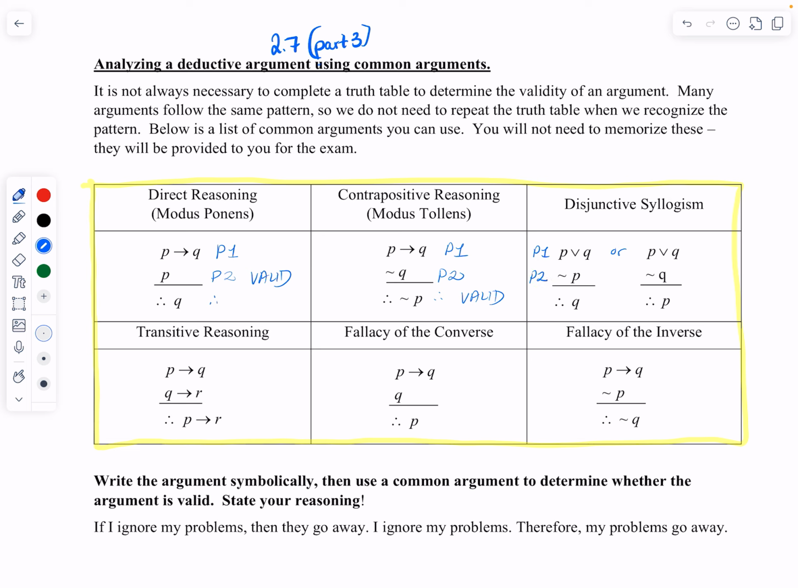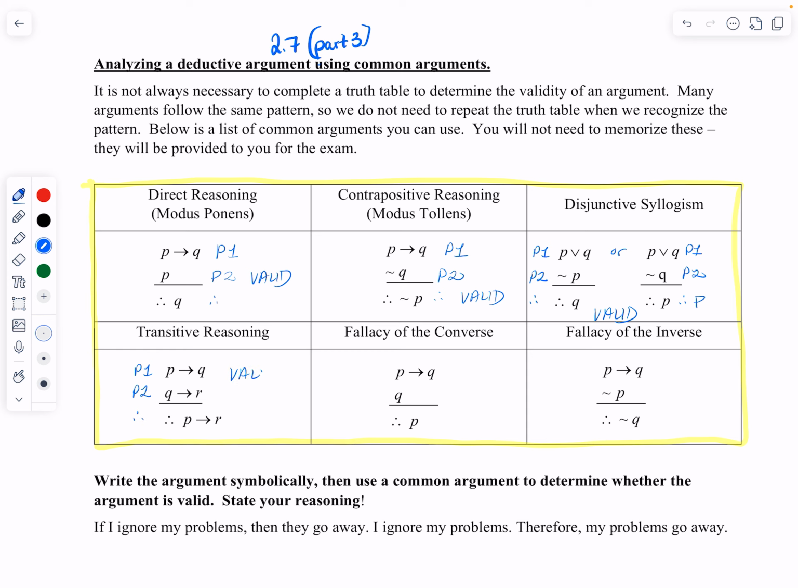So let's look at transitive reasoning. P1 is if P then Q. P2 is if Q then R. Therefore, in conclusion, if P then R. This is called transitive reasoning, and it is also valid.